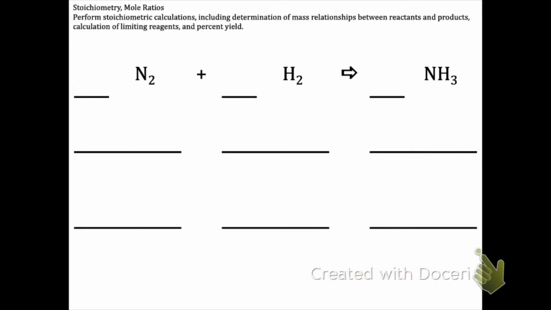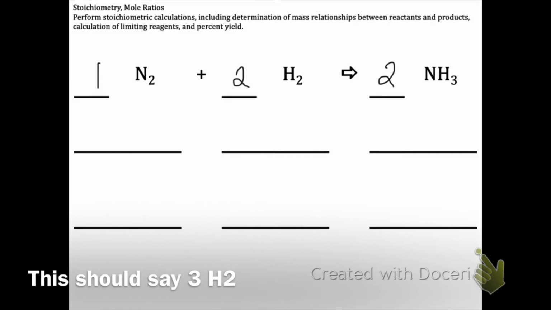So with this in mind, when you see an equation, the first thing you need to do is go ahead and balance it by counting your atoms, making sure you have the same amount on the reactant side as the product side. N2 plus H2 yields NH3. Let's balance that. 1 N2, plus 3 H2 yields 2 NH3.